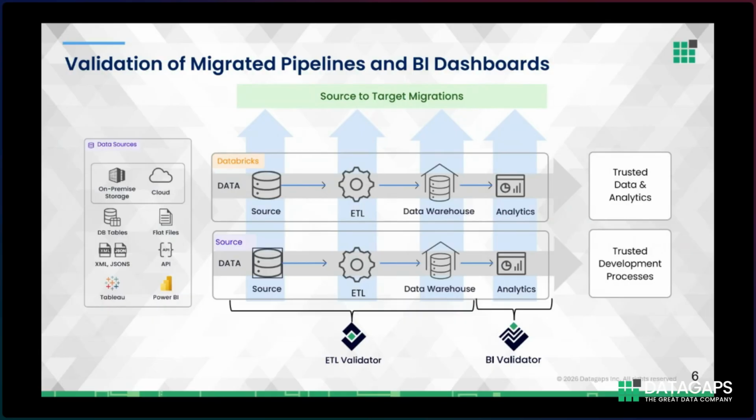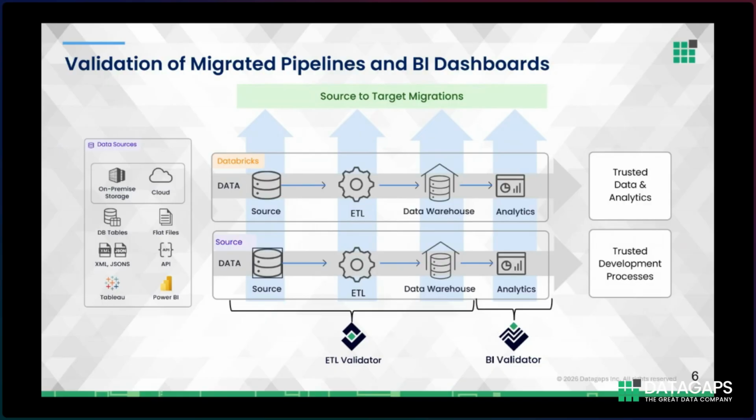migration initiative. So on the left, we see a variety of data sources that can be involved, including on-premise storage, cloud platforms, relational databases, flat files, APIs. And on the right, you see business intelligence tools like Tableau and Power BI. So this diversity makes validation complex, especially during large-scale migrations like the one from legacy systems to, say, a Databricks or a Snowflake, or from a legacy CRM system to Salesforce.